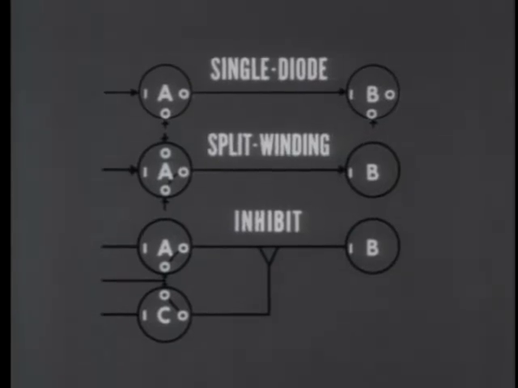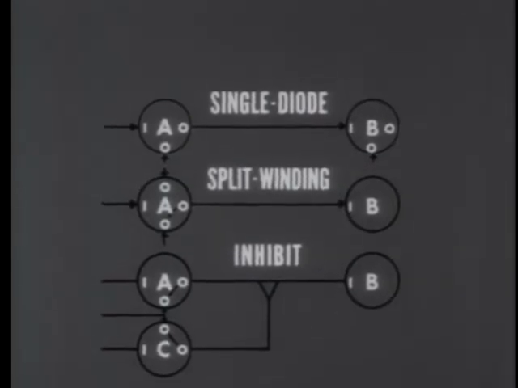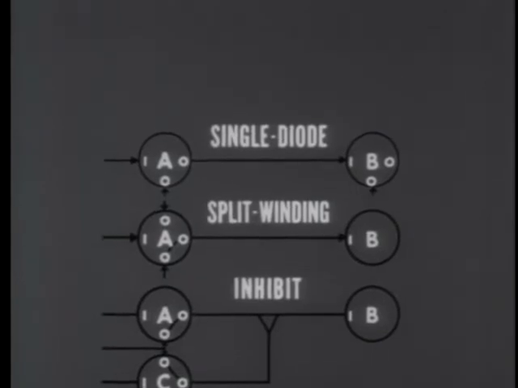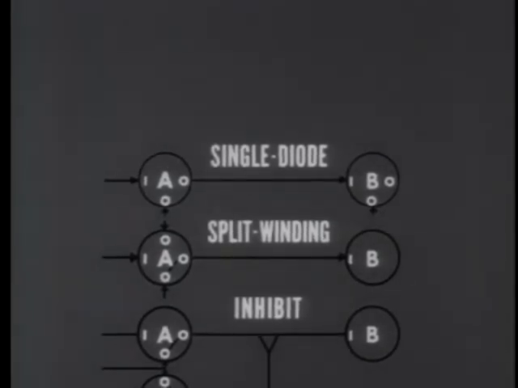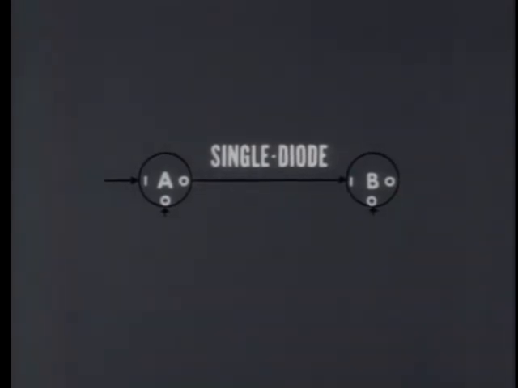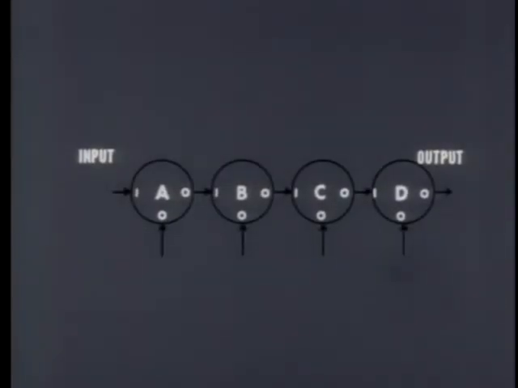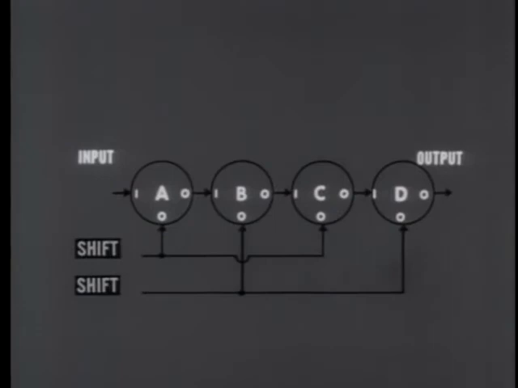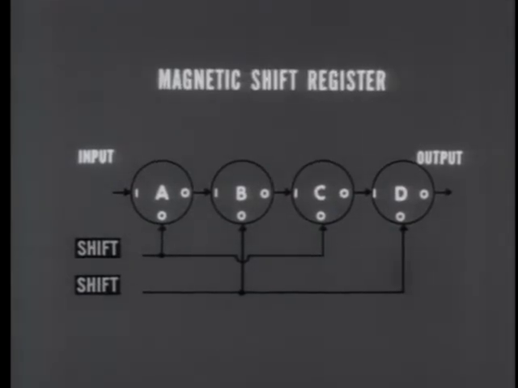The three transfer loops we've been examining, the single diode, the split winding, and the inhibit, have an amazing number of applications in automatic data processing equipment. One device that is widely used is just a simple extension of the single diode loop. Four or more cores are strung together in a series of single diode loops. The shift pulses are alternated. That is, one pulse serves cores A and C, and a second pulse serves B and D.